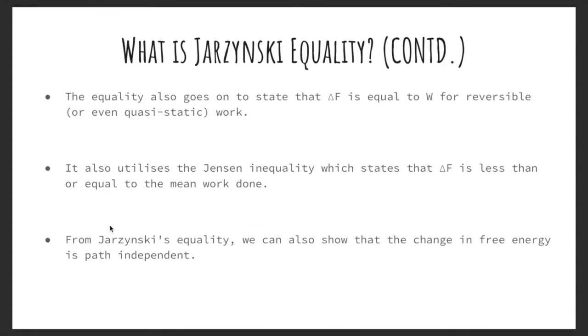This equality also goes on to state that delta F is equal to W for reversible or even quasi-static work. It also utilizes the Jensen inequality, which states that delta F is less than or equal to the mean work done. From Jarzynski's equality, we can also show that the change in free energy is path independent.